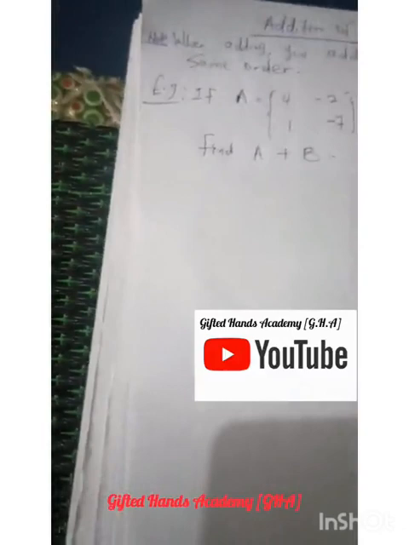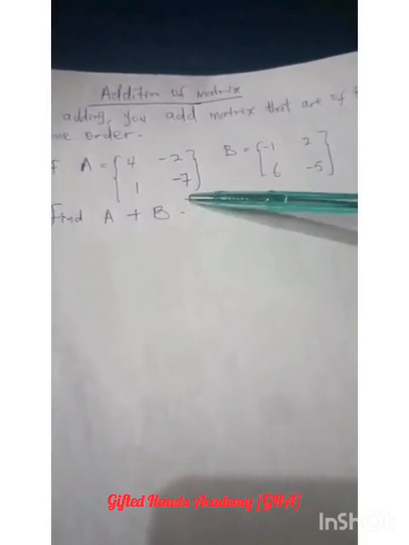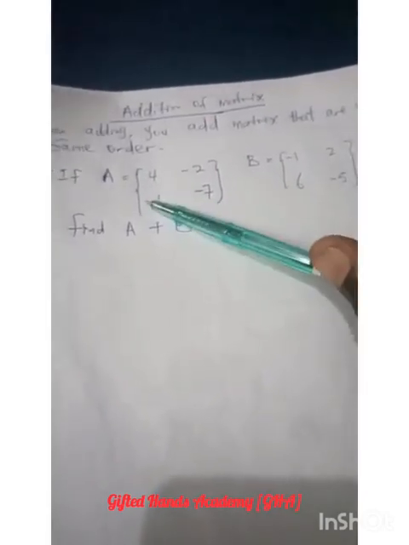Alright, so we are going to addition of matrices now. I wrote here a note: when adding, you add matrices that are of the same order. We have treated order of matrix. So if you are adding, you add matrices of the same order, like 2 by 2, 3 by 3, 1 by 1, 2 by 1, 2 by 3. So matrix A is a 2 by 2 matrix, and matrix B is also a 2 by 2 matrix. So I can easily add them.